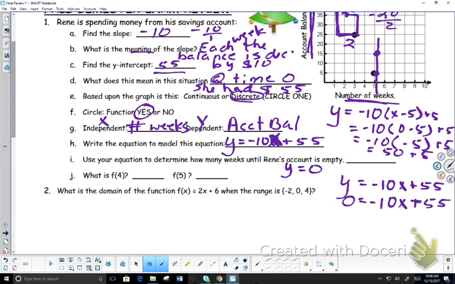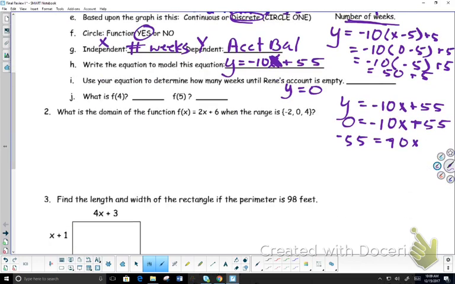Then to solve this, I'm going to subtract 55 from both sides, which will give me negative 55 equals negative 10x. I'm going to divide both sides by negative 10. When I do, I'll end up with negative 55 over negative 10, which of course is going to end up giving me x equals 5.5. So you're talking about at 5.5 weeks.